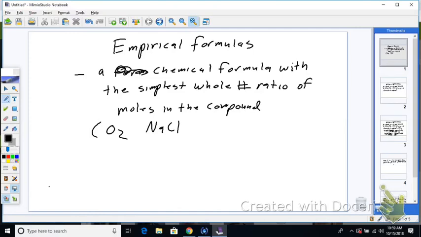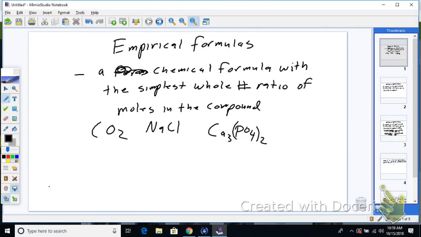Let me ask you if this is the simplest ratio for this compound. This is the one you actually found percent by mass of. So can I simplify that down any more? I have 3 calciums, 2 phosphorus, and 8 oxygens. Can I simplify that down more? No. I cannot simplify that down more. So these are all considered molecular formulas, and empirical formulas are exactly the same.